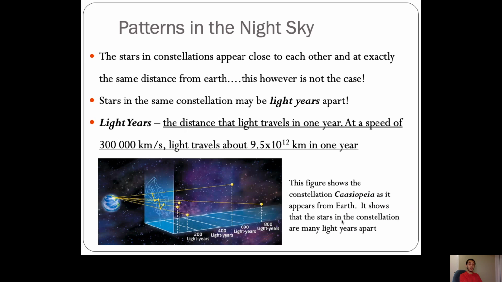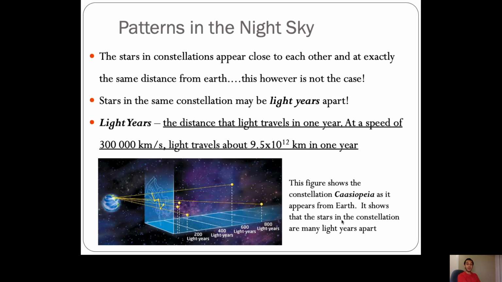So when we look out in space, we see those stars. It looks like they're close to each other, but that's not true. They're actually light years apart. Now, what is a light year? That's the distance that light travels in 1 year. Light travels at a speed of 300,000 kilometers per second. That's very fast. 300,000 kilometers per second.